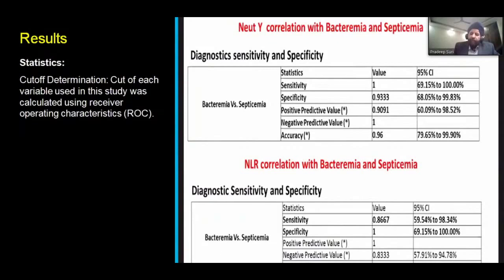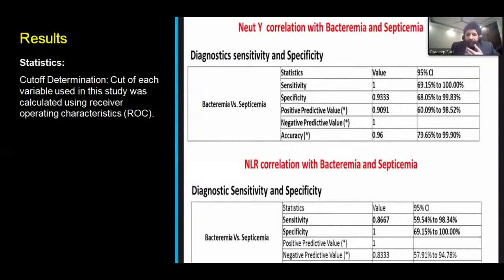So NLR, although less sensitive than NUT-Y, was the most specific marker amongst all the markers available. So if you want to screen patients, NUT-Y is the better parameter than NLR, although it is not 100% specific, but it doesn't miss out anything. Whereas the NLR cutoff was more specifically able to differentiate between bacteremia and septicemia.